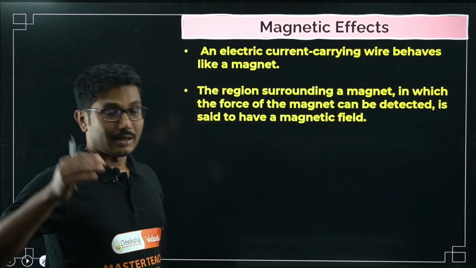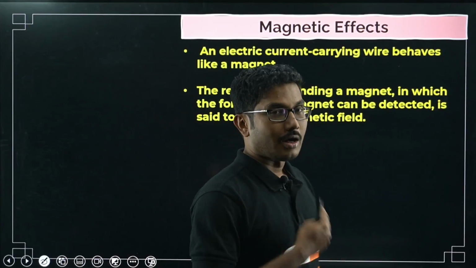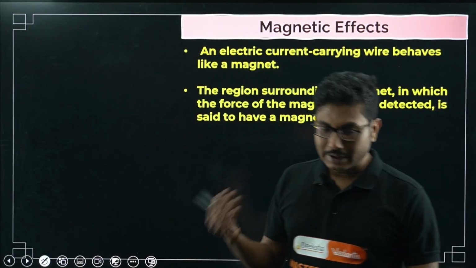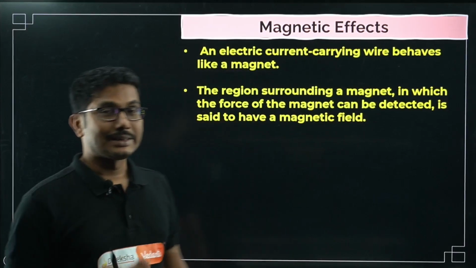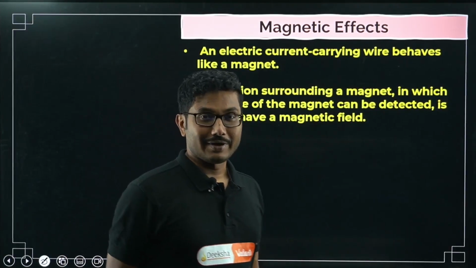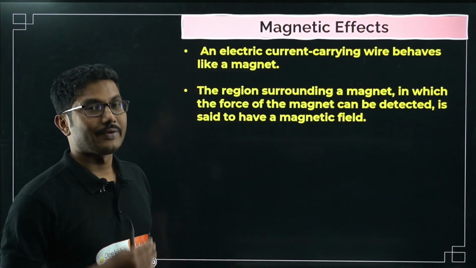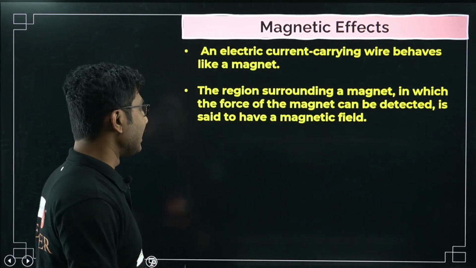Even though a magnet can exist individually, electromagnets, or magnets which are produced using electric current, cannot exist without the electric current. If you stop the electric current, there will be no magnetic field, but if the current is flowing in the circuit, there will be a magnetic field associated with the current, right?